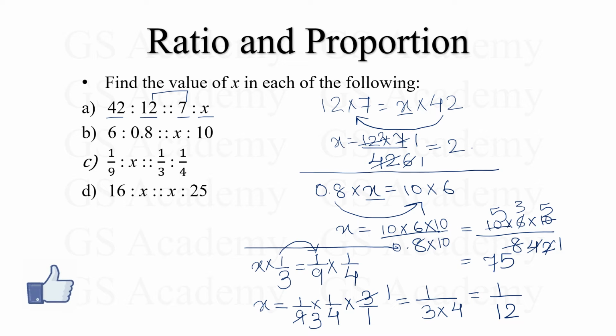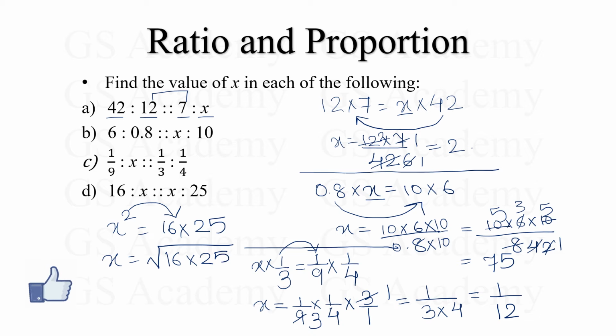Now let's see the next question here. 16 is to x as x is to 25. So again by using the same formula, it will become x into x, which gives us x square, is equal to 16 into 25. Now in order to find the value of x, we will shift this square to this side. So this will become x is equal to square root of 16 into 25. Now 16 and 25 are both perfect squares. So this will become 4 into 5. The square root of 16 will be 4 and the square root of 25 will be 5. So the x value for this question will be 20.